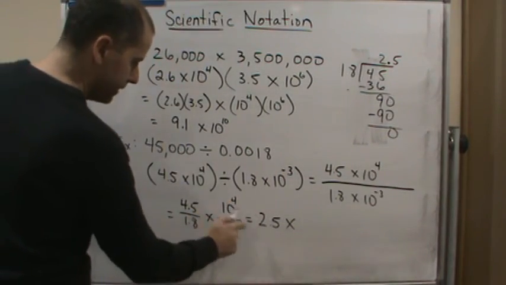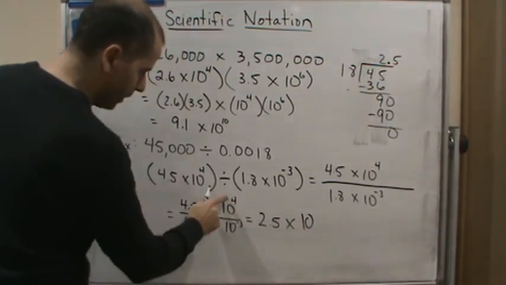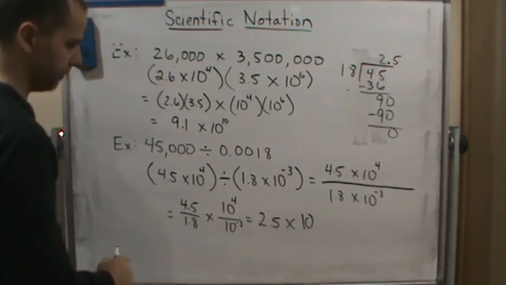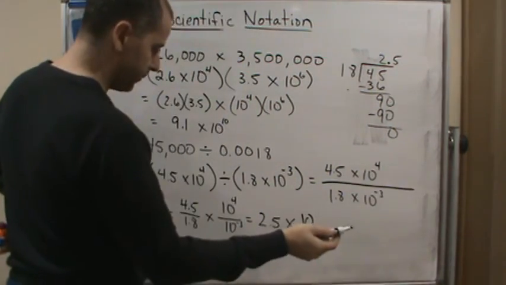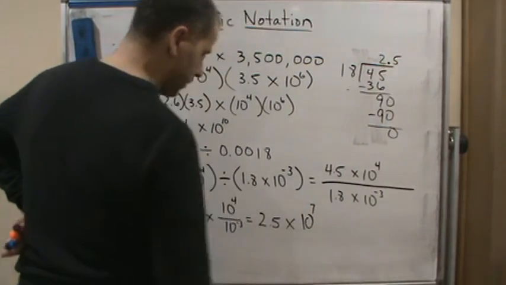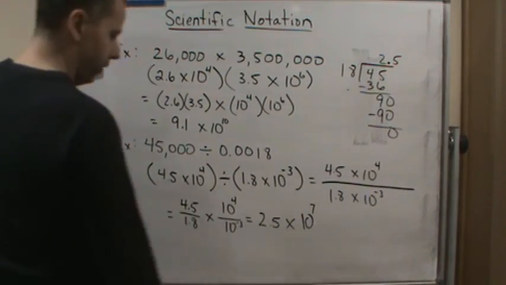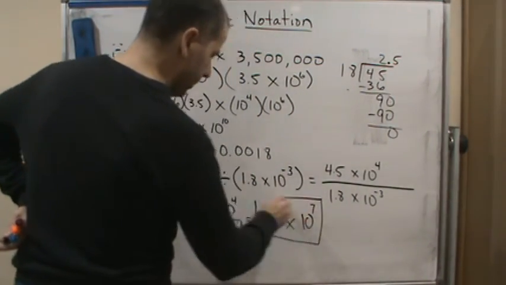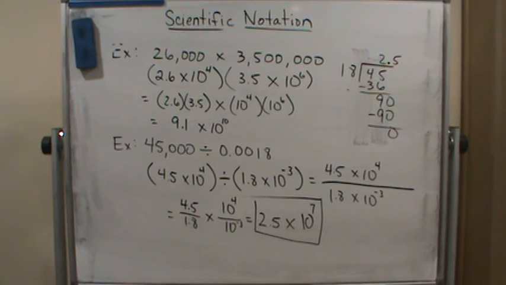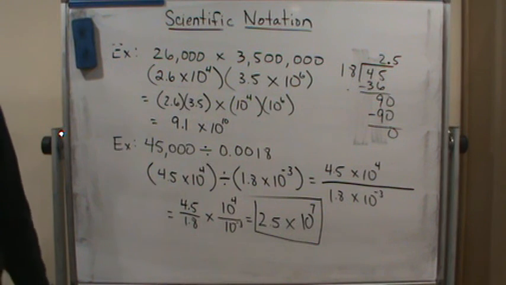This is going to be 10, and it's going to be 4 minus a negative 3, which is the same as 4 plus 3, which gives me 7. So this is the answer, 2.5 times 10 to the 7th, or 25 million. And that's it. Have a great day.